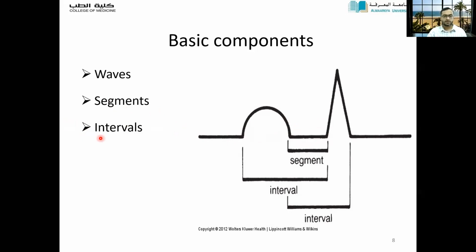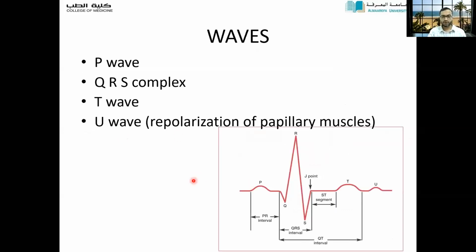Intervals. If you combine the waves and segments together, it becomes an interval. So a single interval may contain one wave or one segment, or it may contain multiple waves and segments together. It is known as an interval. Let's see what I'm describing in the actual ECG components.